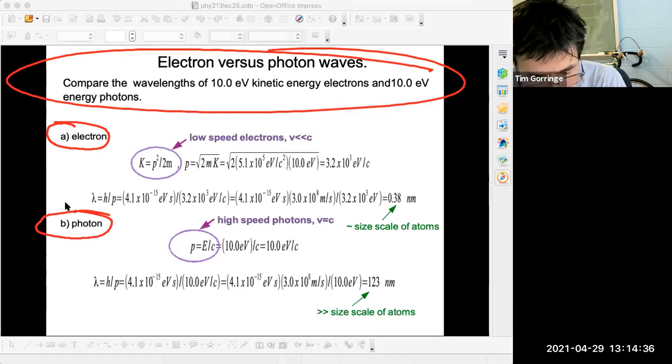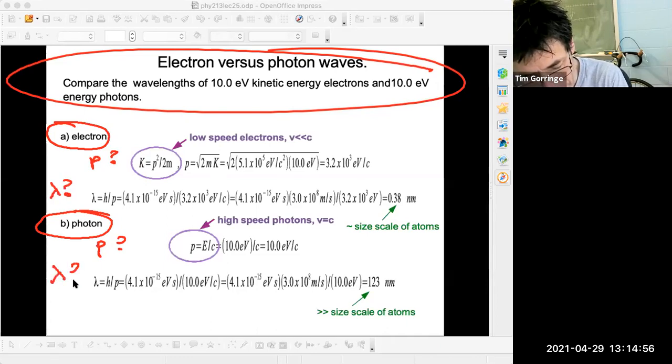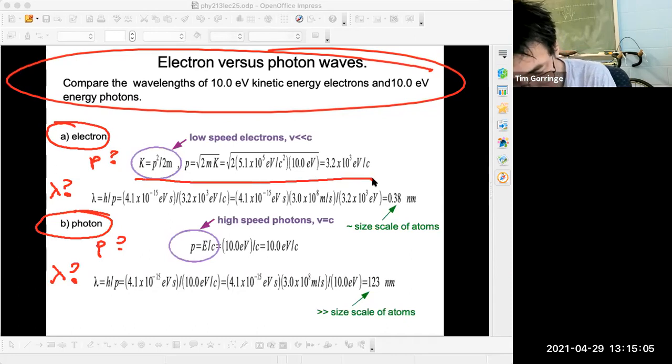And again, it's 2 steps, right? Firstly, I'm going to answer the question, what is the momentum of the electron? What is the momentum of the photon? And then I can answer the question of what is the wavelength of the electron? What is the wavelength of the photon? So I'm going to go through those steps. The electron.